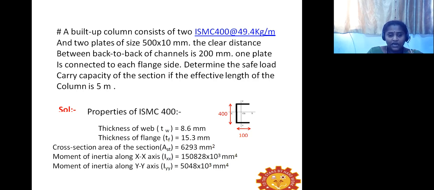That is the first type. And the second type is design, wherein you need to design the section for the given loads. These are all the categories of problems. So whatever the type of column or type of problem, first read the question carefully and check the data given carefully to proceed with the problem.